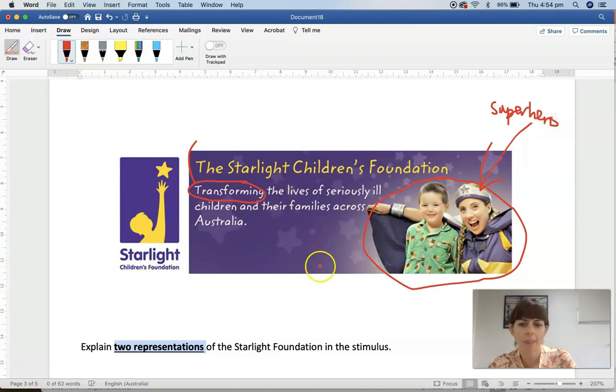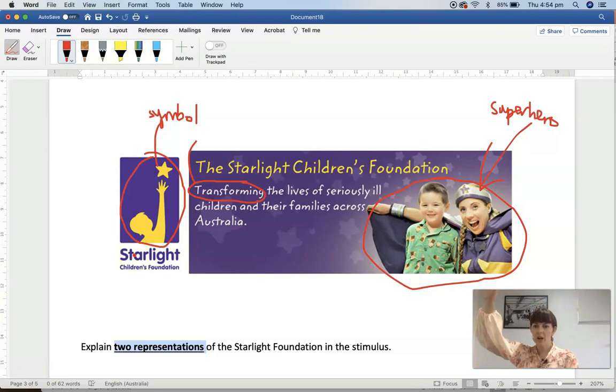What else have we got here? We have also over here a logo of a child reaching for a star. I wonder what that might symbolize. So that might be an important symbol. Maybe the star is a metaphor for their dreams. They're reaching up for it, but they're not there yet. So I assume that means that it's the foundation that helps them get there.